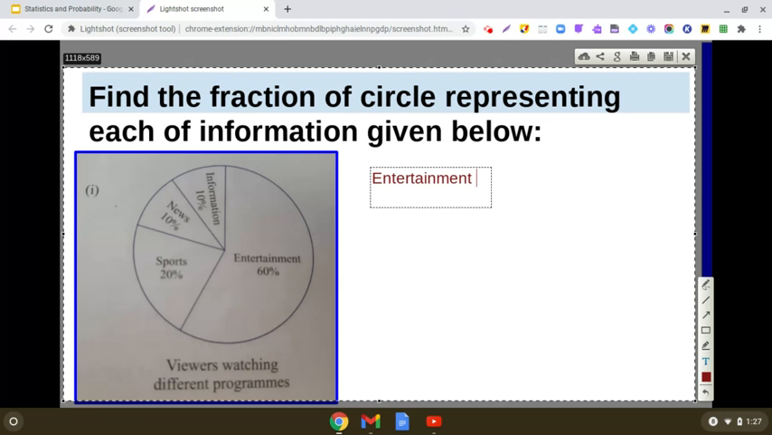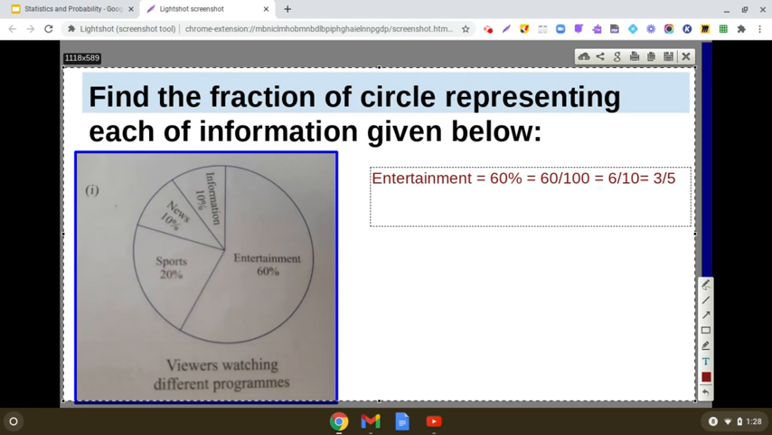So we need to represent it in fraction form. How do we do this? 60% means 60 divided by 100. So what is that? It is 6 upon 10. Simplify this further. So what do we get? 3 upon 5. Good.